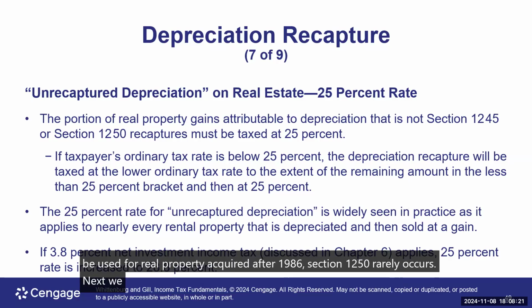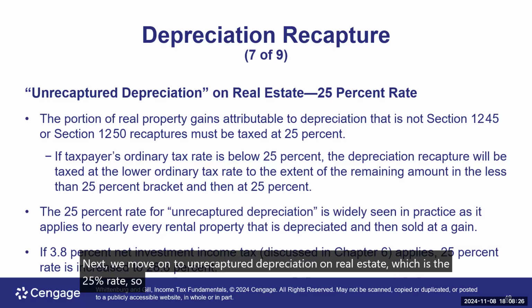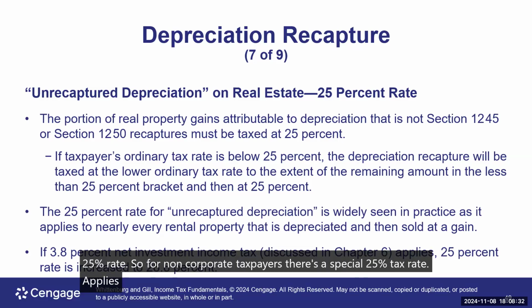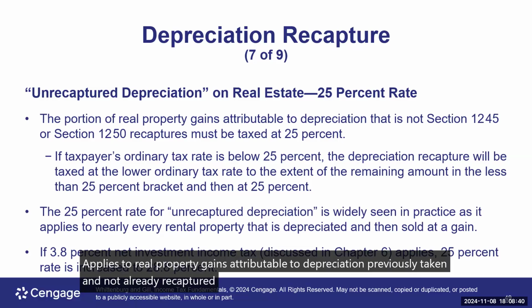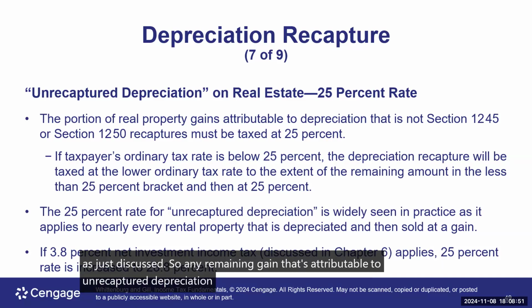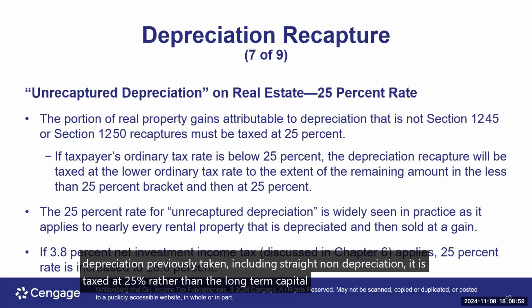Next, we move on to unrecaptured depreciation on real estate, which is the 25% rate. For non-corporate taxpayers, there's a special 25% tax rate that applies to real property gains attributable to depreciation previously taken and not already recaptured under the section 1245 or section 1250 rules as just discussed. So any remaining gain that's attributable to unrecaptured depreciation previously taken, including straight line depreciation, is taxed at 25% rather than the long-term capital gain rate of 15%, right?